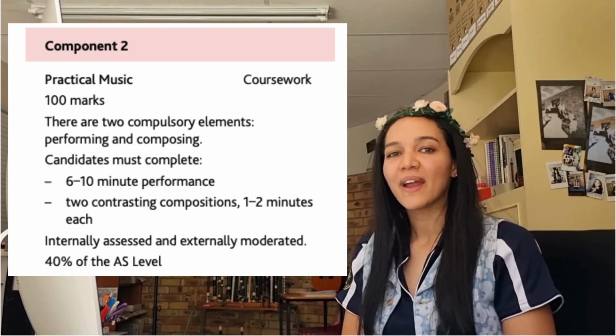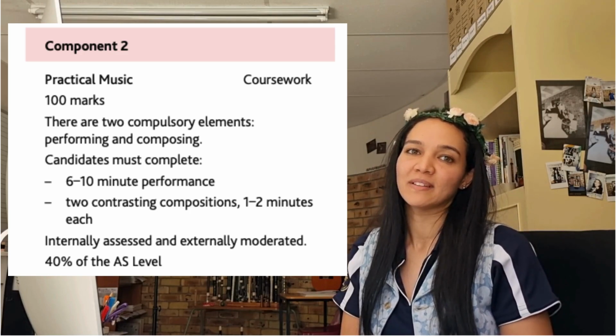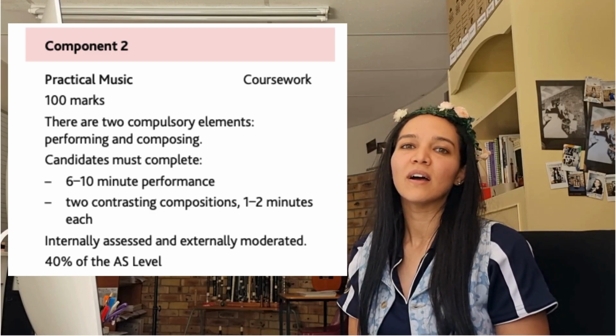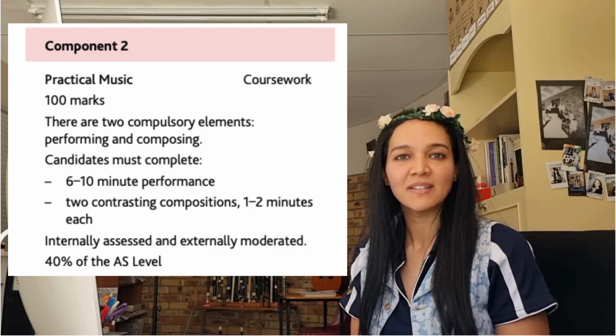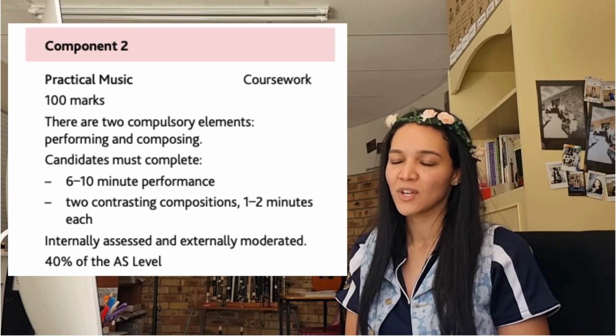Component 2 consists of your practical music. This will yet again be internally assessed and externally moderated, as with the IGCSE levels. So the school or center you're working with will appoint examiners at the center that will give you your marks. It will just be externally moderated by Cambridge. There are 2 main compulsory elements in this component. Element 1 is your practical performances, and here you're expected to have a 6 to 10 minute recorded performance, as well as 2 contrasting compositions that you will need to write and also have performed and recorded. These each need to be 1 to 2 minutes.